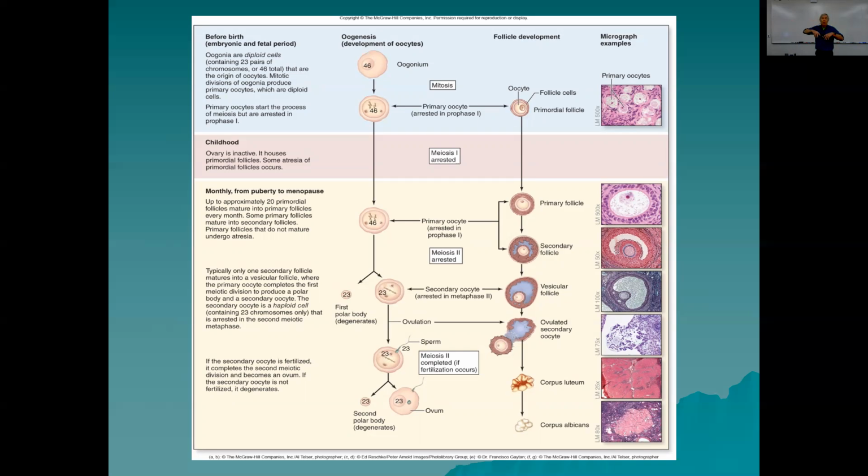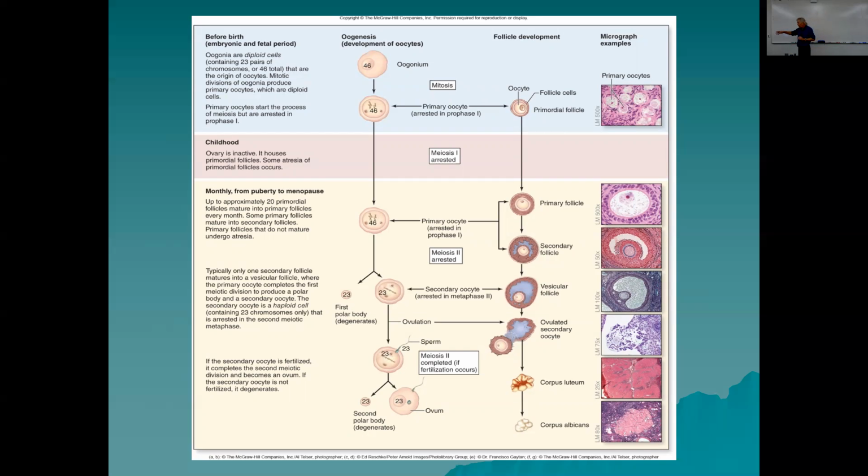Primordial follicles are already being selected to continue meiosis, and they go through meiosis 1 and kick out the first polar body that has 23 replicated chromosomes. And then the oocyte goes until metaphase 2 and is ovulated in metaphase 2, and then never finishes meiosis and makes a second polar body unless it's fertilized.